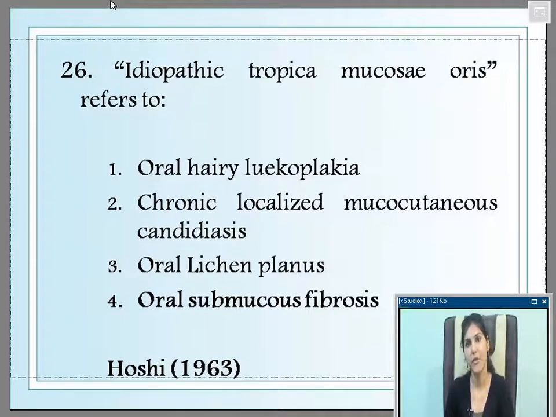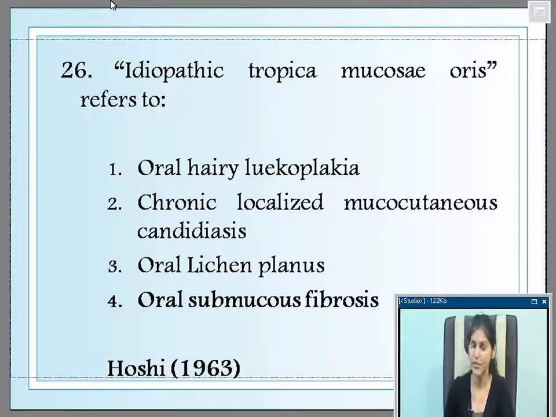Initially no one was able to diagnose why their mucosae had rigidity. But eventually, as science progressed, they attributed this rigidity to the use of tobacco. So eventually this term was replaced by oral submucous fibrosis by Hoshi in 1963.